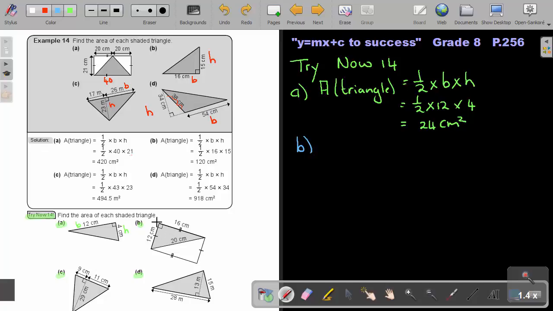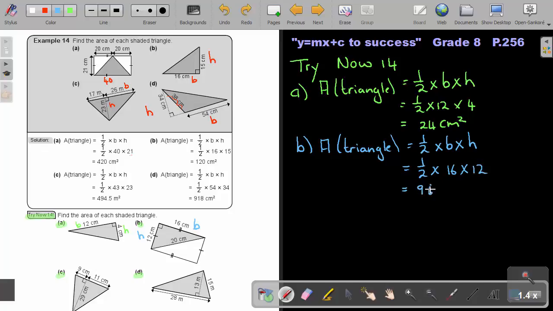If I look at this one, let's just do number B. Again, I can take this as my base and this as my height. I just want the shaded. So again, the area of a triangle will be half times base times height. So it will be half times, what will be the base? The base will be 16. What will be the height? That will be 12. And if I multiply it, it's 96 centimeter square.